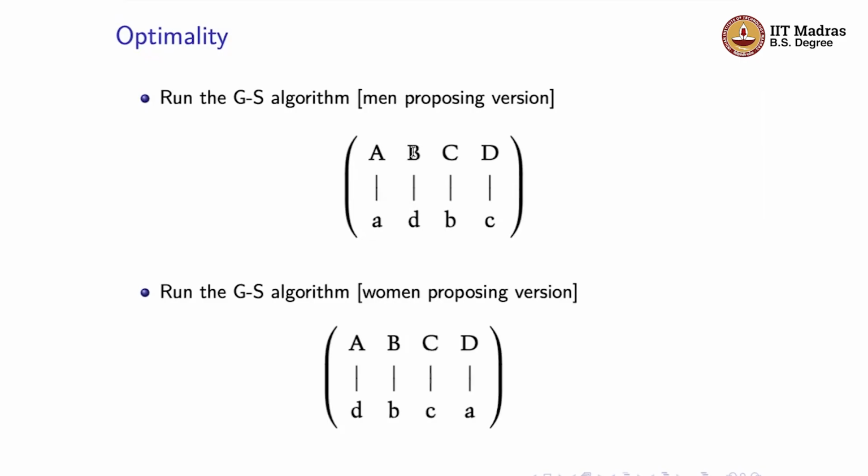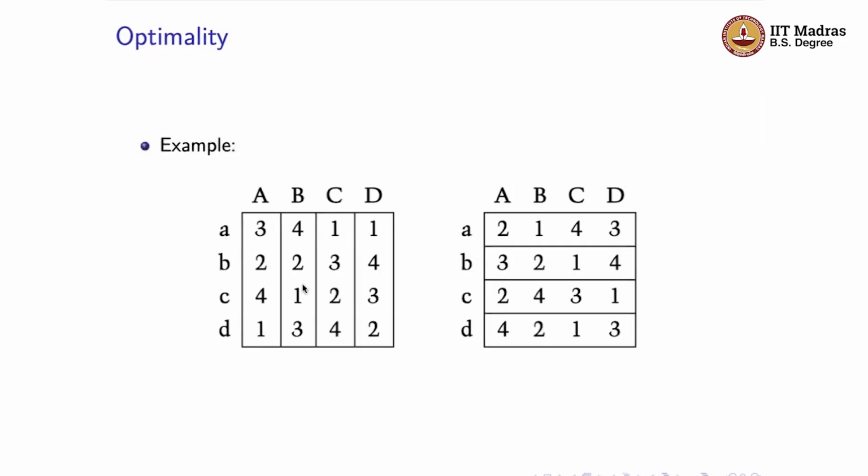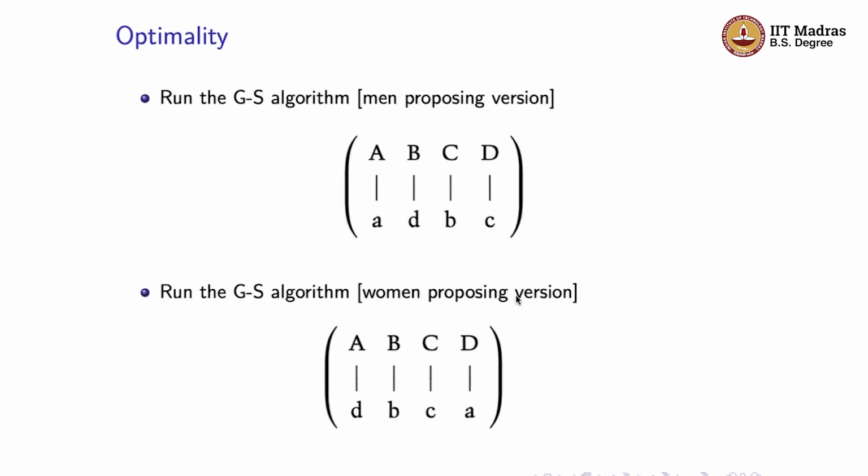If you run it on this preference profile, you are going to end up getting a stable matching of the following type. Here, Mr. A is going to be matched with Miss D, Mr. B is going to be matched with Miss B, Mr. C is going to be matched with Miss C, and Mr.